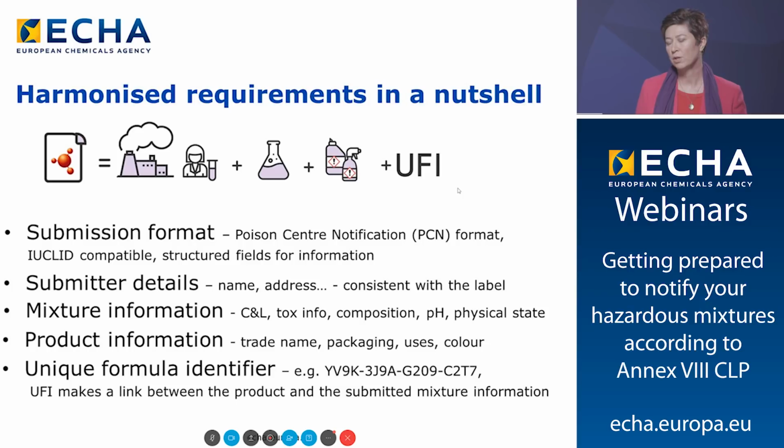The format also collects information from a number of other areas, such as the submitter details, such as the name and address, which must also be consistent with the label. The mixture information, including the classification and labelling, the toxicological information, the full chemical composition, pH, and physical state. Information collected about the product includes the trade name, packaging, use types and intended uses, as well as the colour or colours.